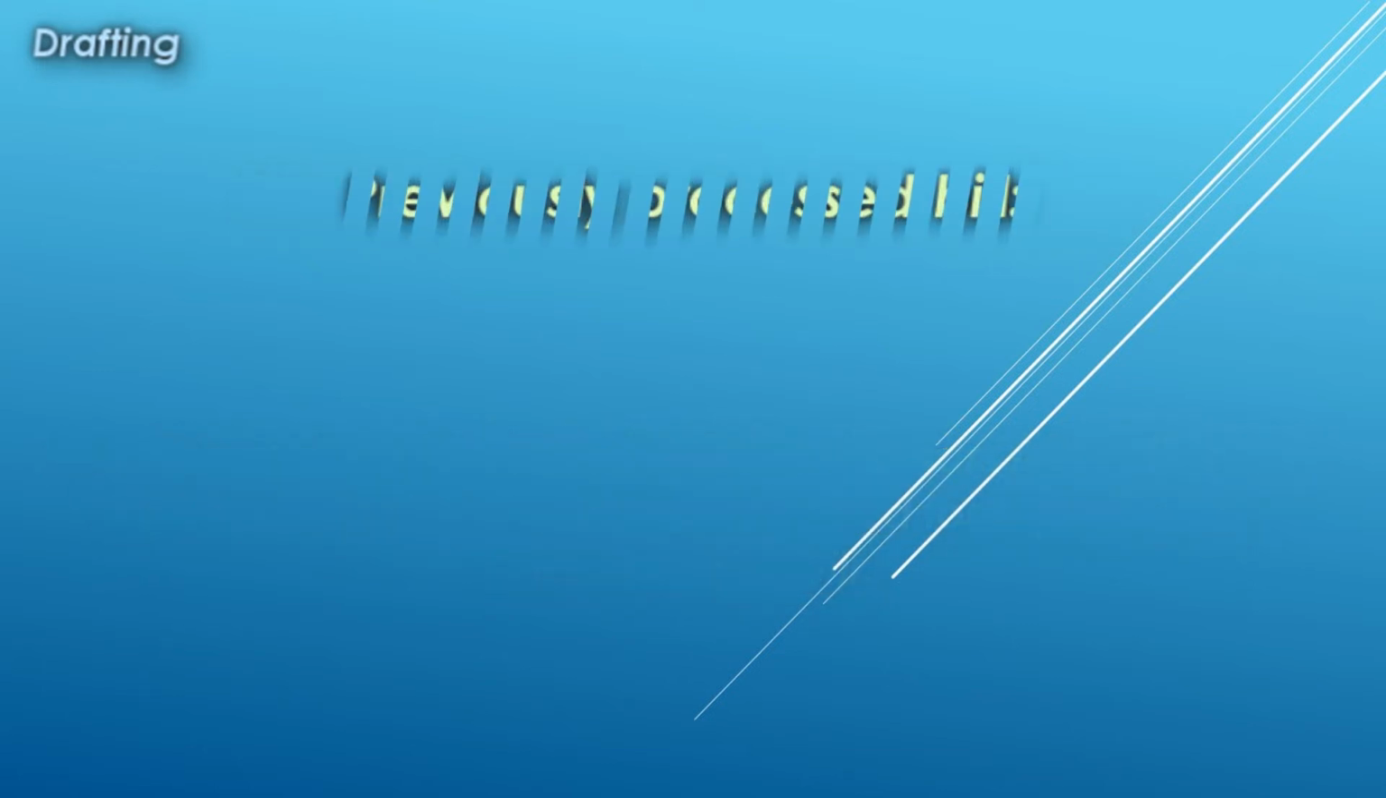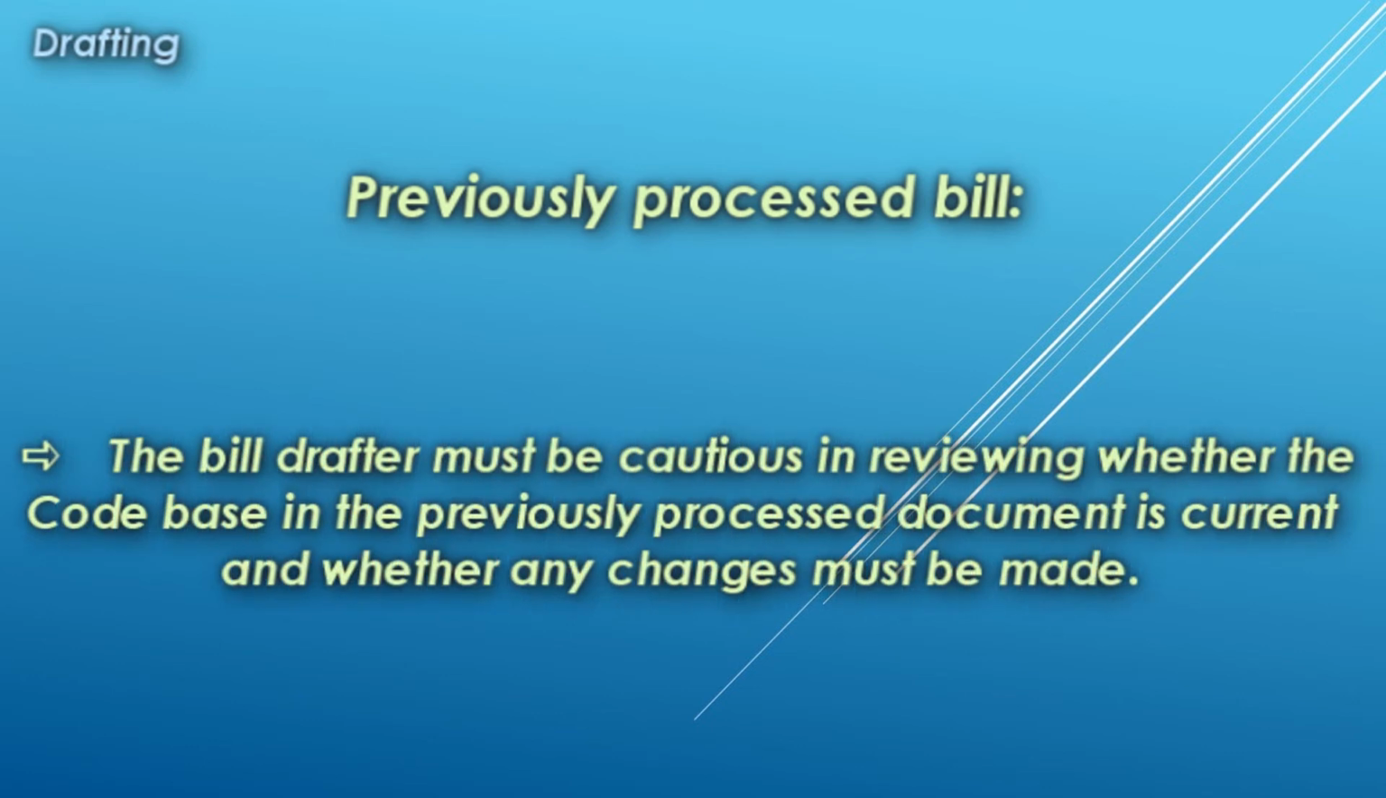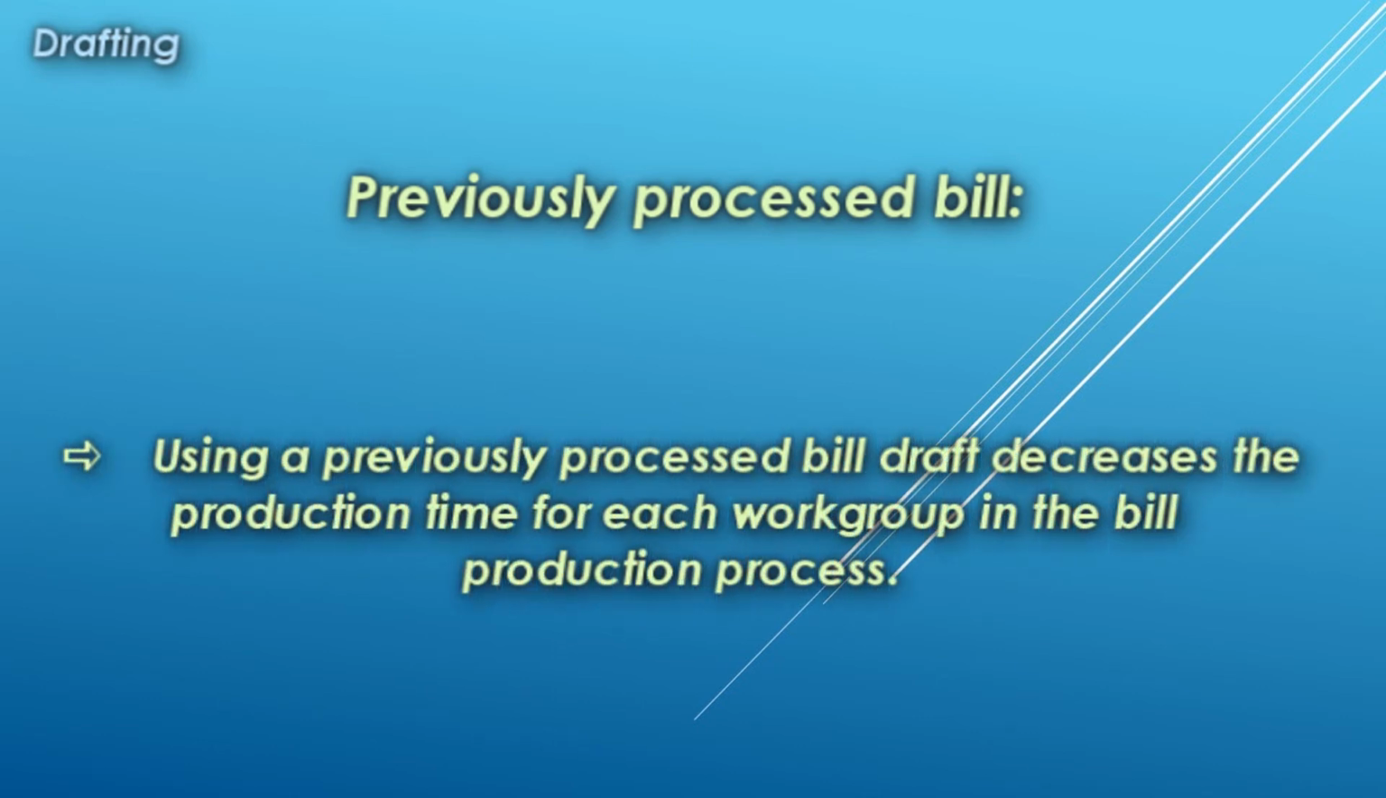Sometimes a previously processed bill can be used as a base document for a bill draft. However, in using such a document, the bill drafter must be cautious in reviewing whether the code base in the previously processed document is current and whether any changes must be made. Using a previously processed bill draft decreases the production time for each work group in the bill production process.